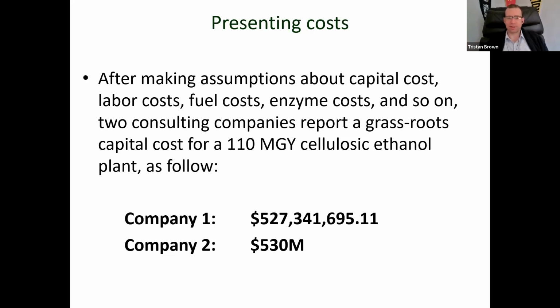And so just take an example here. After making assumptions about capital costs, labor costs, fuel costs, enzyme costs, and so on, two consulting companies conducting a techno-economic analysis report a grassroots capital cost for a 110 million gallon per year cellulosic ethanol plant as follows, right? Two different numbers. One is 11 digits long. The second one is only 3 digits long, right? 527, et cetera, et cetera, or 530 million.